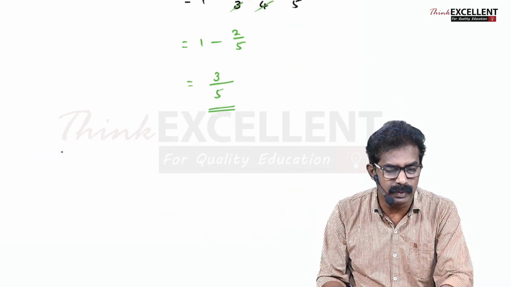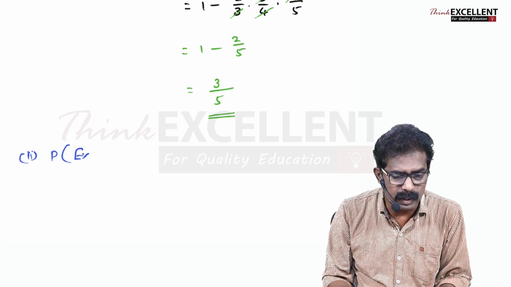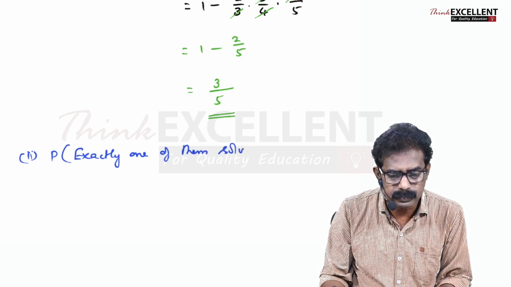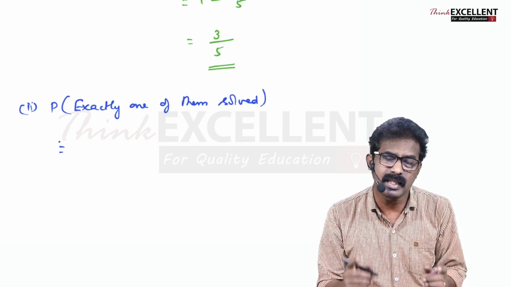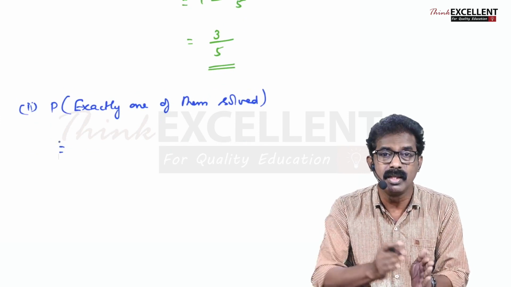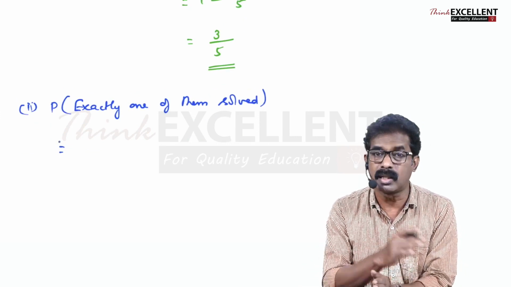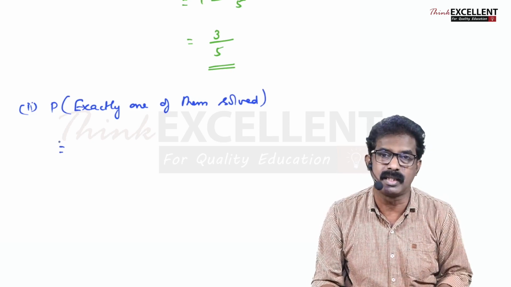Exactly one of them. Please listen carefully. Probability that exactly one of them solved. Here actually there are 3 cases, right? Exactly one of them solved means A only solved, meaning A solved, other 2 not solved, B and C not solved. Or B solved, other 2, A and C not solved. Or C solved, A and B not solved. These are the 3 cases, okay?